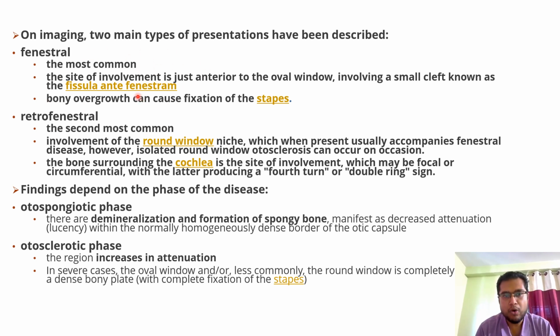So only that small hypodense area in that fissula ante fenestram will point towards the diagnosis of otosclerosis in a patient having conductive deafness, particularly a female in middle age. Bony overgrowth can cause fixation of the stapes.